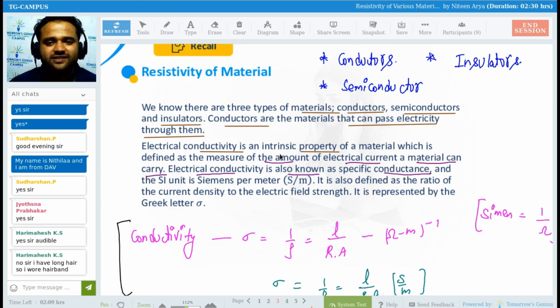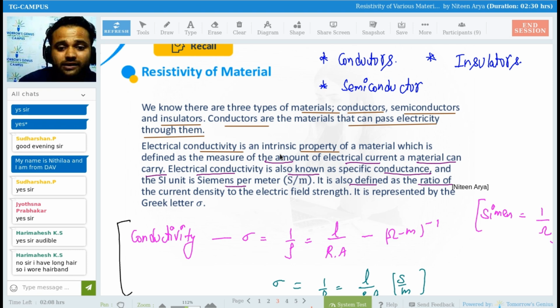Clear? Resistance of a unit length or unit area is known as resistivity. In the same way, the conductance of a unit length and unit area of any particular material or wire or anything is known as conductivity. Clear, everyone? And the SI unit is Siemens per meter. It is also defined as the ratio of the current density to the electric field strength. It is represented by the Greek letter sigma.